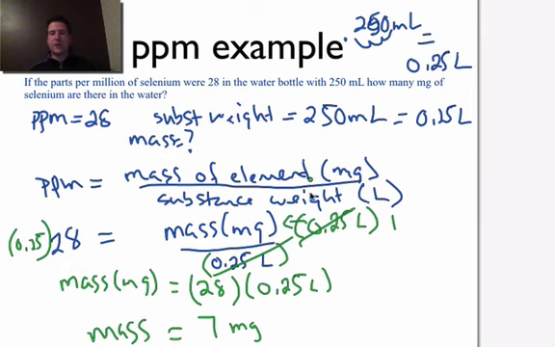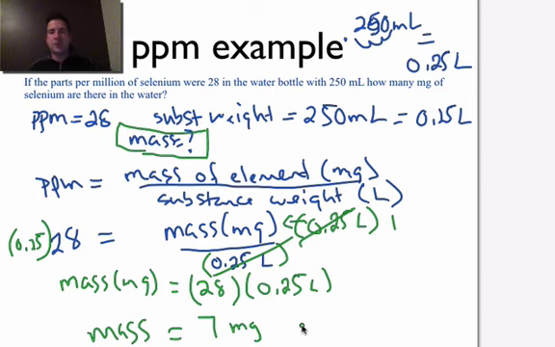So now I've had to manipulate the equation somewhat. I've altered it, turned it around, because I was given different values, and then I solved for my mass. So this is how we can complete these questions. I've determined that there's 7 milligrams of selenium in the water, based on the parts per million value and the substance weight I had.